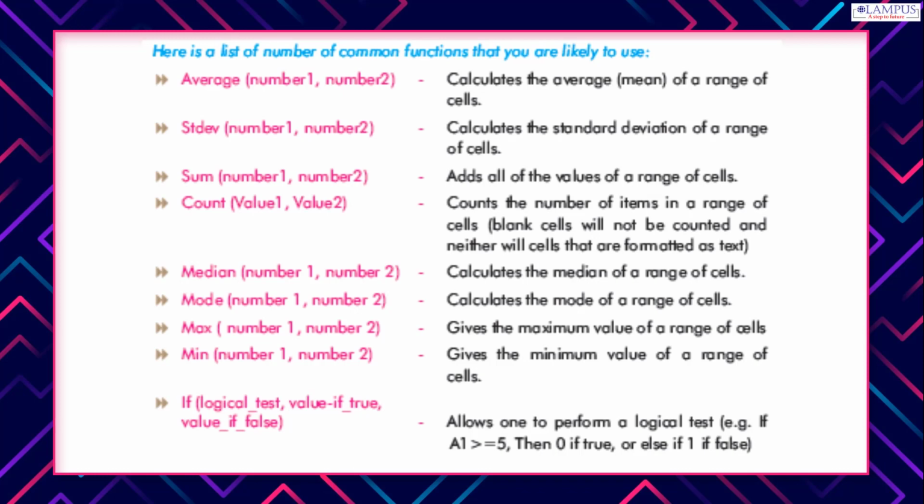MEDIAN(number1, number2) calculates the median of a range of cells. MODE(number1, number2) calculates the mode of a range of cells. MAX(number1, number2) gives the maximum value of a range of cells. MIN(number1, number2) gives the minimum value of a range of cells. IF(logical_test, value_if_true, value_if_false) allows one to perform a logical test, e.g.